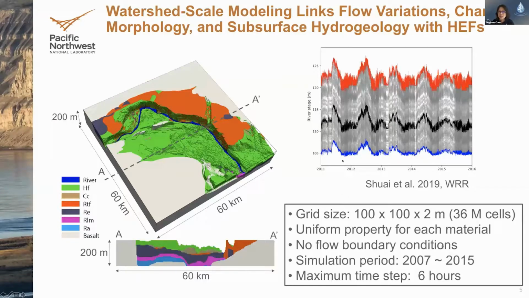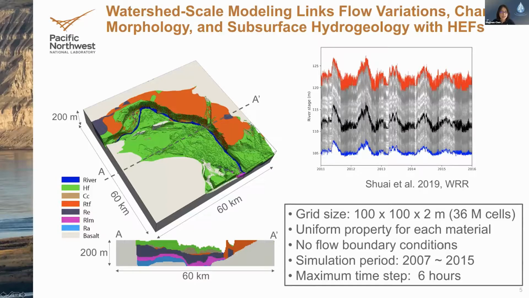And more details of this model can be found in a recent paper Ping Shui published. For this model, we discretize the whole domain into grids of 100 meters by 100 meters horizontally and 2 meters vertically. In total, we had about 36 million cells. We are applying uniform properties for each material, where each color means one hydraulic conductivity. And we applied no-flow boundary conditions across the lateral sides and at the bottom.